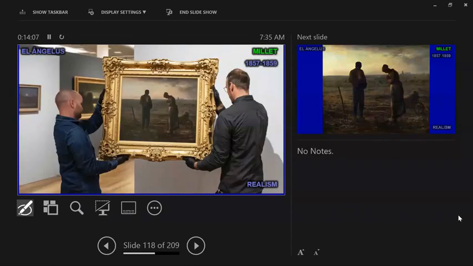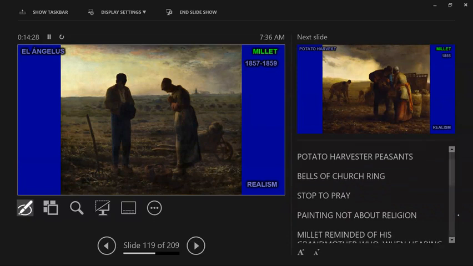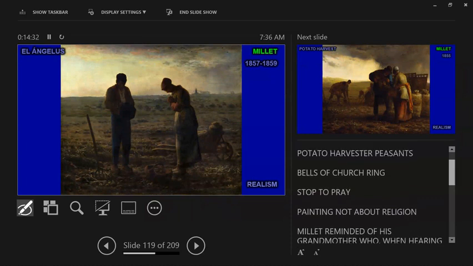All right, I'm just going to quickly go through a couple more paintings by Millet. And they're very similar. Again, this is genre art. We have a couple of rural peasants praying at the end of the day. It's a potato harvest. The bells of the church are ringing in the distance, and so they are stopping to pray. And the painting is not about religion.